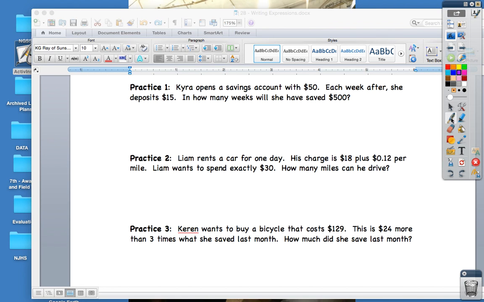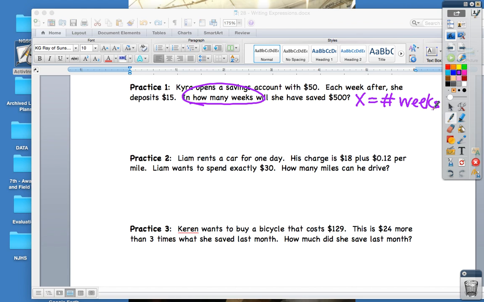Here we go. Okay, the best thing I can tell you is to read the whole problem before you solve it. Okay? Kira opens a savings account with $50. Each week after that, she deposits $15. In how many weeks will she have saved $500? Well, the most important thing that you can do is tell me, first of all, what we're looking for. We're looking for how many weeks it takes her to save that much money, right? So my variable is going to be how many weeks.